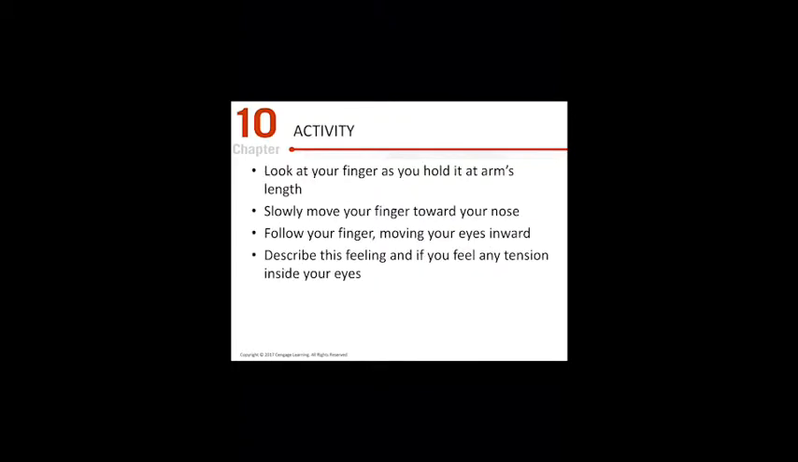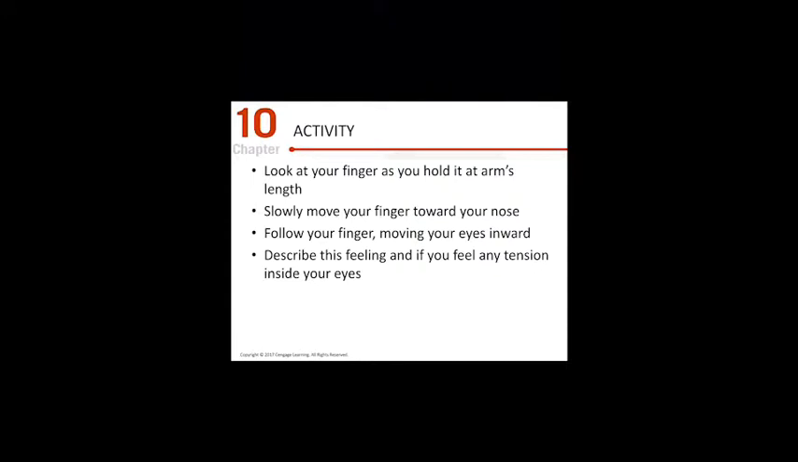So this is the activity that I want you guys to do, just using your fingers. Take your finger, hold it at arm's length, and then slowly move your finger toward your nose, very slowly. As you do so, I want you to feel your eyes move inward. You can feel the inward movement. This is going to be a journal entry, so describe the feeling in the journal entry. And if you feel any tension inside your eyes, you can also move from your finger to something behind your finger and see if you can feel the accommodation.